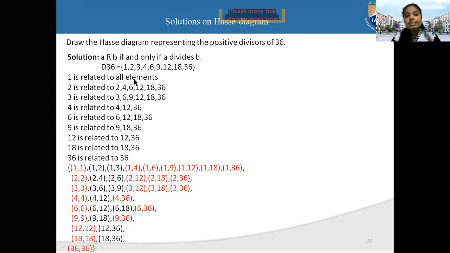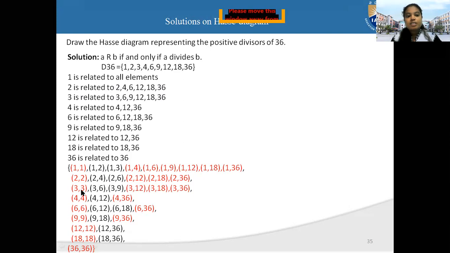How to write these elements? You have to see the divisors. 4 is divisible by 2, 6 is divisible by 2, and 12 is divisible by 2, 18 is divisible by 2, 36 is divisible by 2. So all elements are divisible by 1. So you have to write all the elements present in the given set.